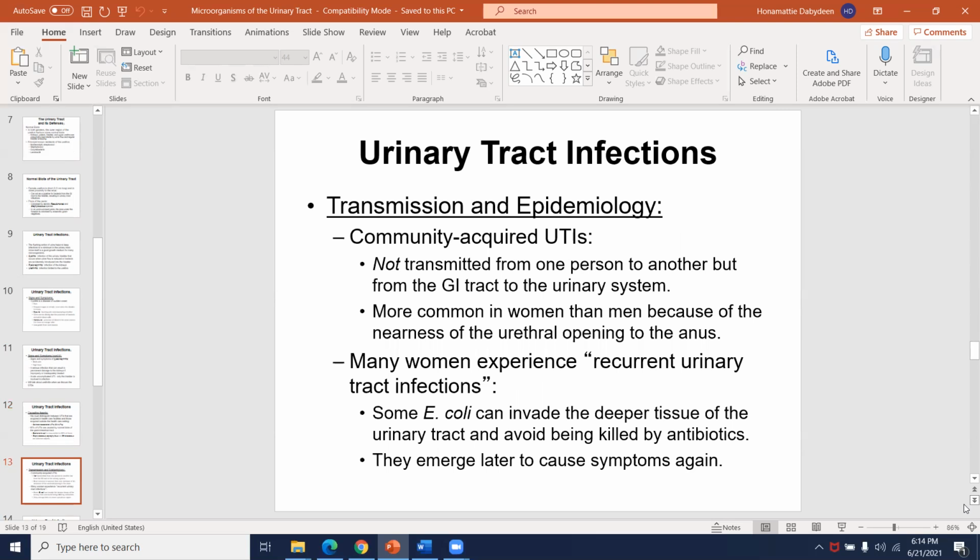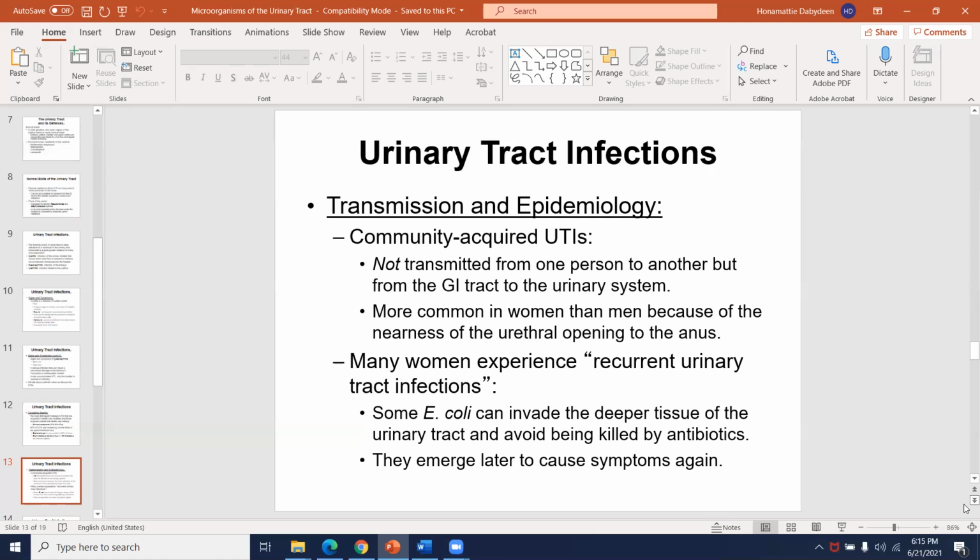Now, how are they transmitted? Well, urinary tract infections, your book tries to differentiate or to separate community-acquired urinary tract infections or UTIs from those that are hospital acquired. Okay, and we are going to talk a little bit about them.